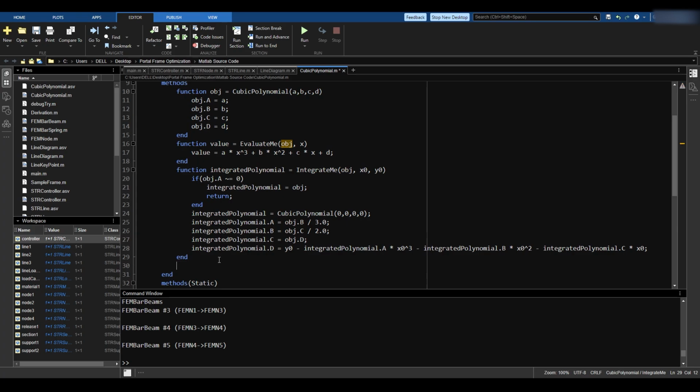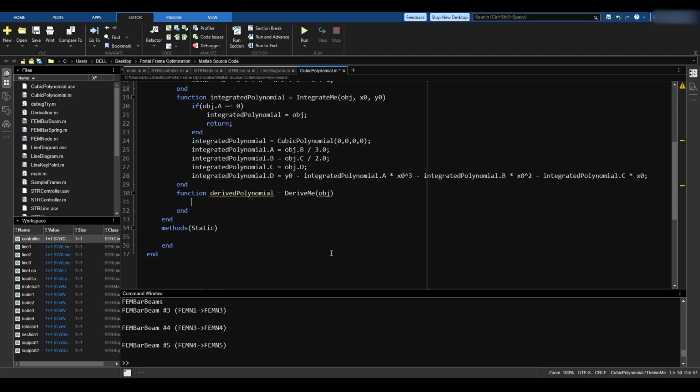Now we do another ability. I will have a function here and I will call it derived polynomial, wait, am I returning it right? Yes. Derived polynomial equals derive me, basically. So we're going to derive the polynomial now. Here we don't need anything, just derive me, because derivation is a reductionist value. So here it's actually much simpler. I would say derived polynomial is going to equal cubic polynomial of 0, 0, 0, 0.